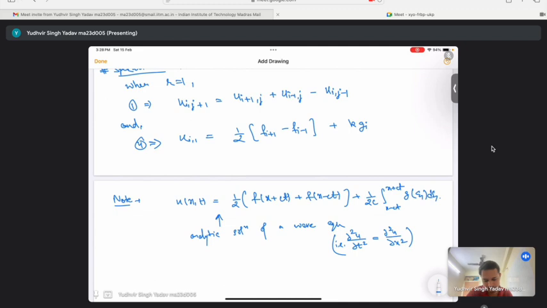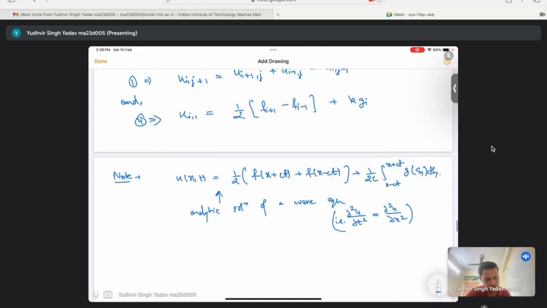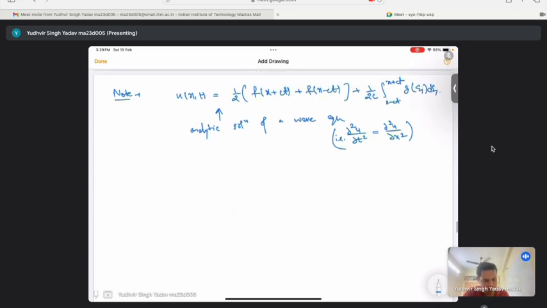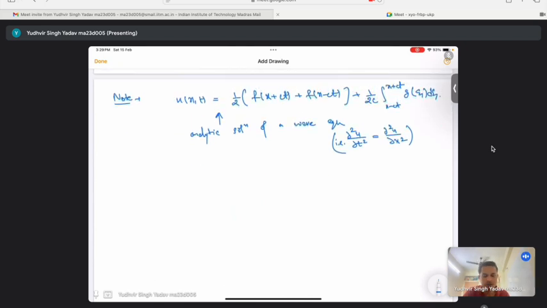So this is the analytical solution. It is kind of similar to that of the numerical solution, the outline of the solutions. Now we will see some numerical problems based on this different scheme.